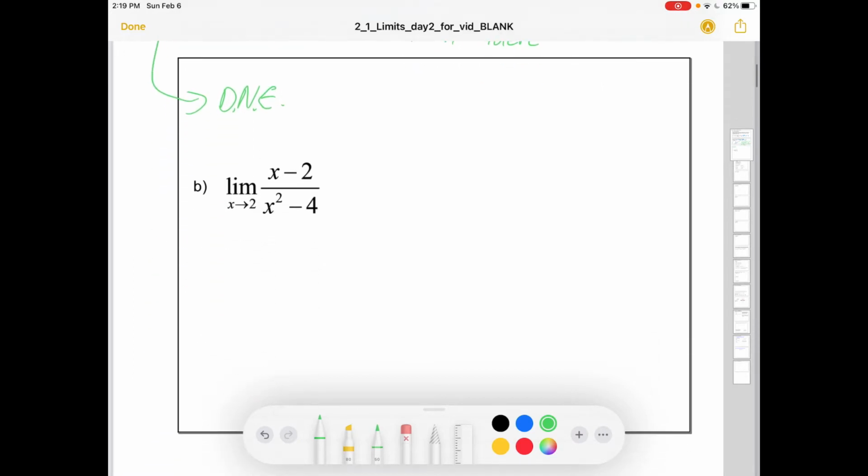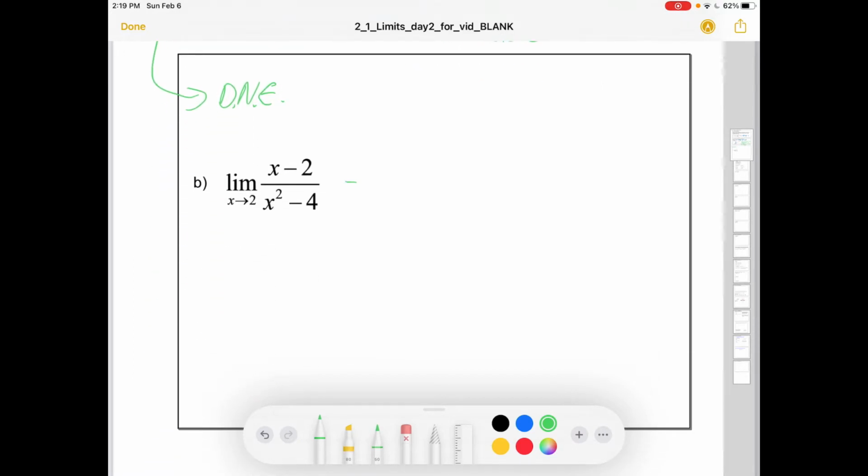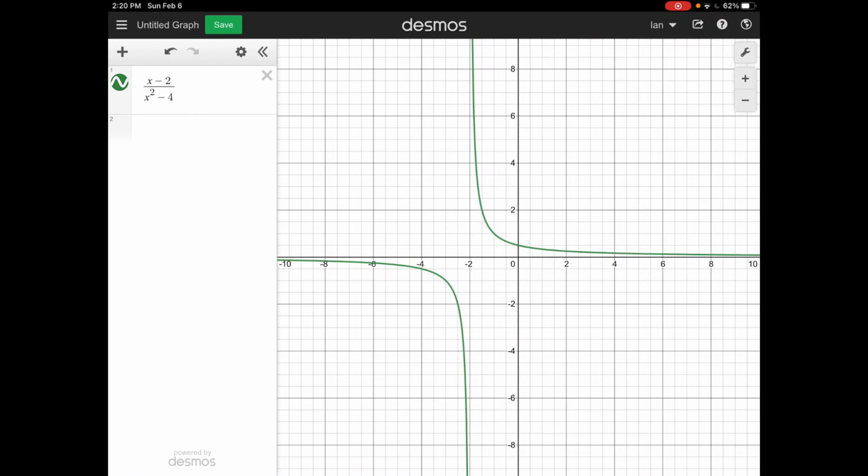Now let's try the next one. If I put in 2 into this, what will I get? I'll get 2 minus 2 all over 2 squared minus 4. I'll get 0 over 0, which is not 0. That is still undefined. And I don't really know what's going on, so let's take a look at the graph. That might help us out more. And here's the graph. It looks like it has a vertical asymptote at x equals negative 2.